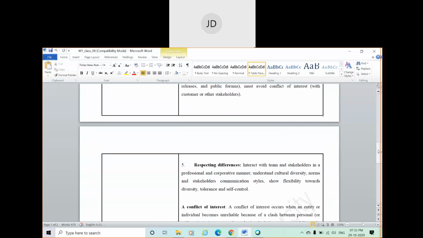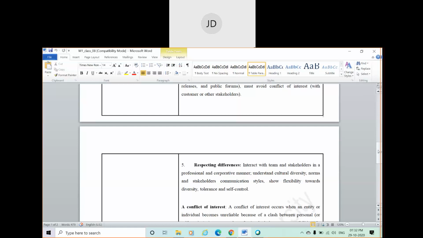Next, at last, number five, respecting differences. What does this mean? Interact with team and stakeholders in a professional and cooperative manner. Since you are in a profession, there is a difference between casual and professional. The way you behave or talk with your friend should not be similar when it comes to a professional meeting or professional communication. So you have to maintain your professionalism while interacting with other team members or stakeholders in a professional and cooperative manner. You should behave like a professional on a professional platform.